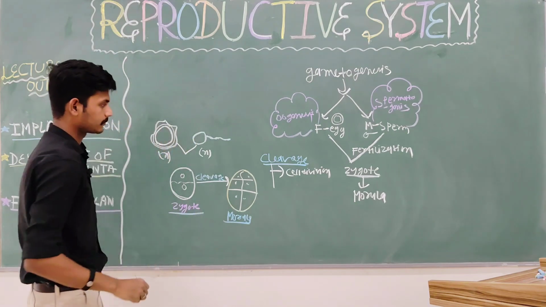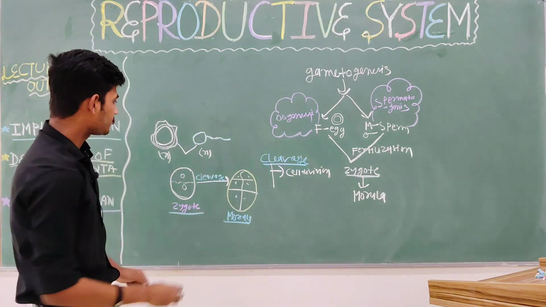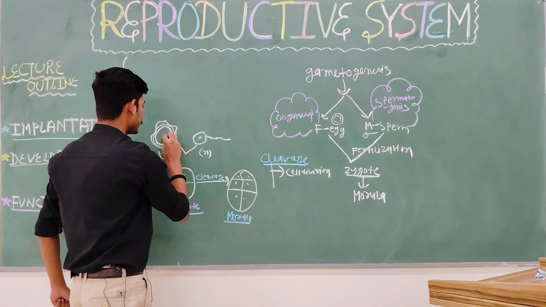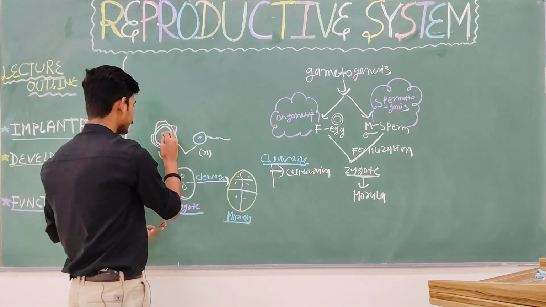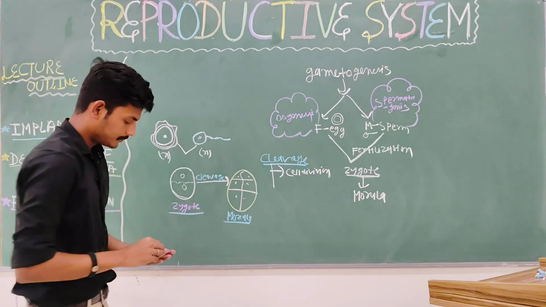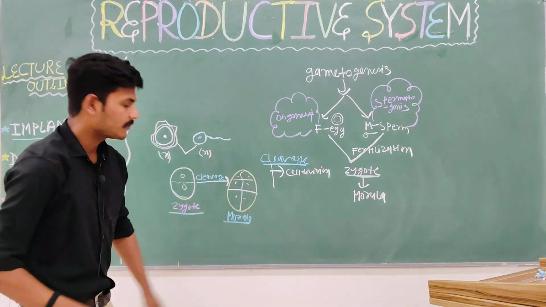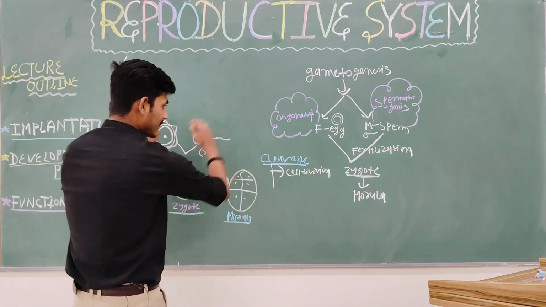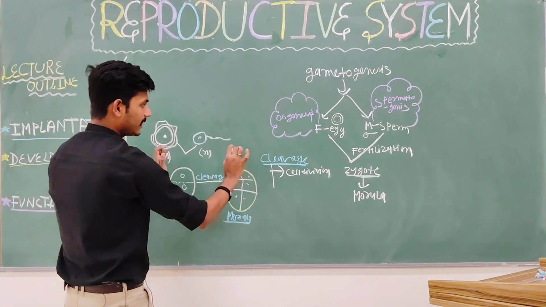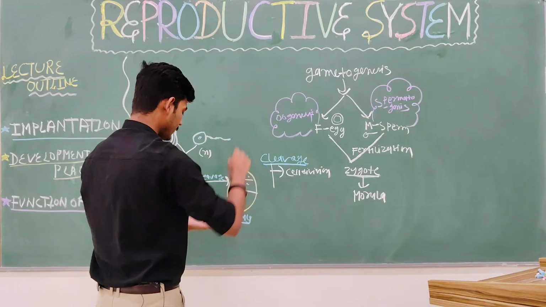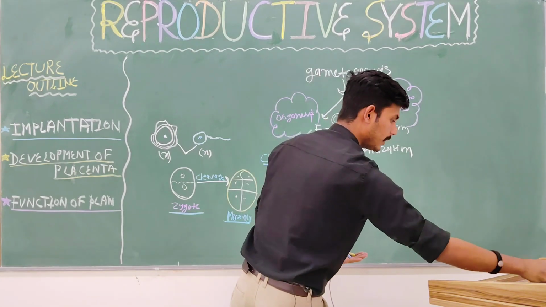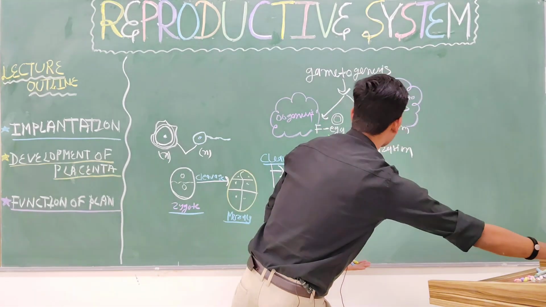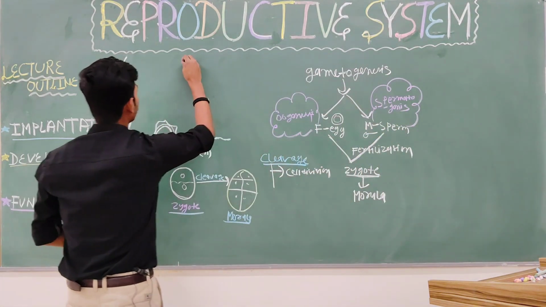Now, after this, don't forget they have the genetic material. Now after the formation of morula, this event is happening inside the female reproductive environment. So I should draw the diagram of the female reproductive tract to show you.